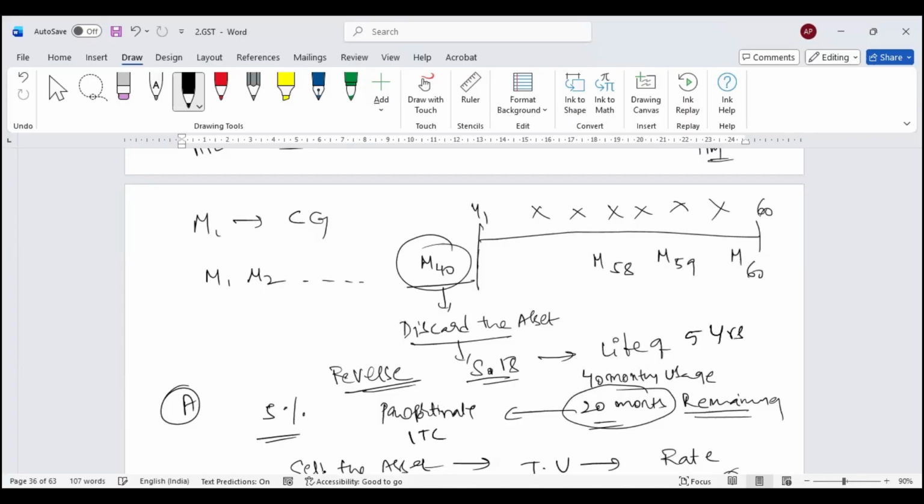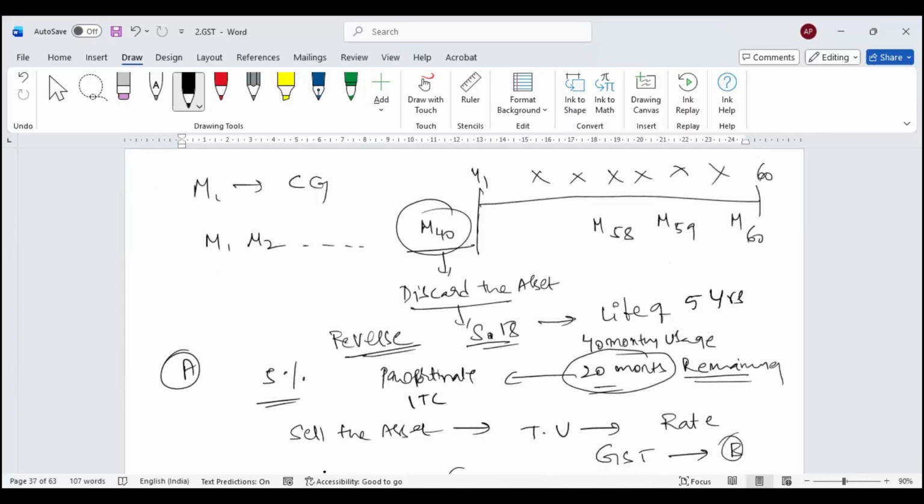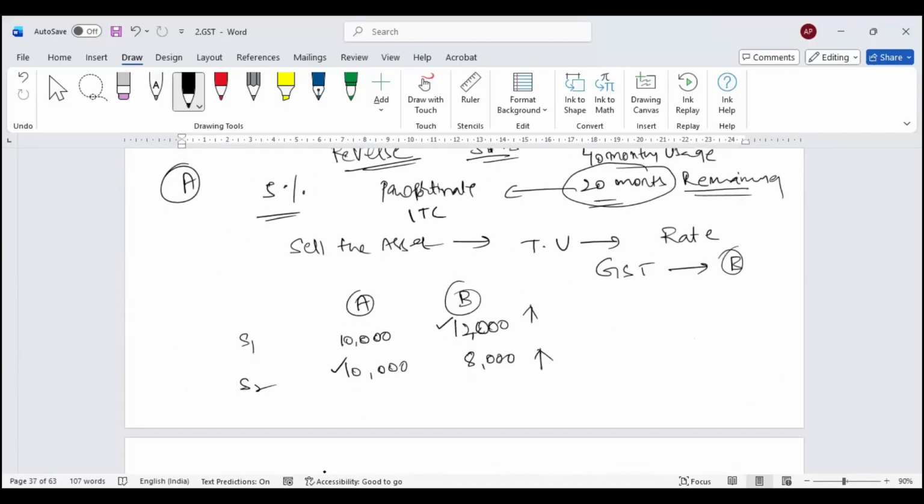Am I clear? Yes. So whatever you have enjoyed in month one, assuming you are going to sell, you're going to pay on this. Sir, I'll put it this way. Let's say option B is not there, option C. I just discarded the asset as zero value. I retired the asset where the value of retirement is zero.